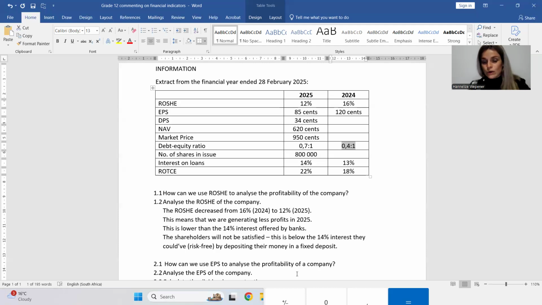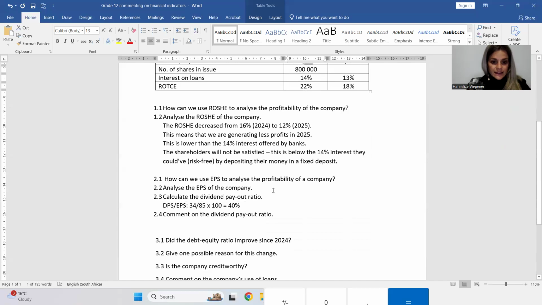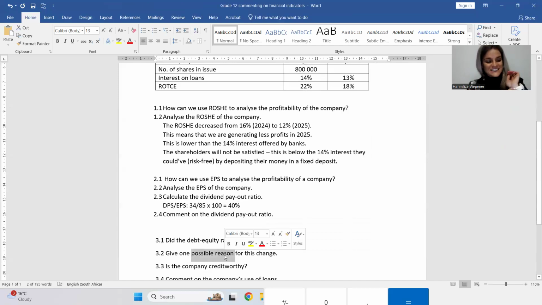This means that because there was an increase, no, it did not improve. In 2024, we had 40 cents in non-current liabilities for every 1 rand in equity. This year, we have 70 cents in liabilities for every 1 rand in equity. So clearly, we are relying a bit more on third-party loans this year than what we did last year. A reason for this, I just gave when I said that it's possible that we are relying more on our third-party loans.